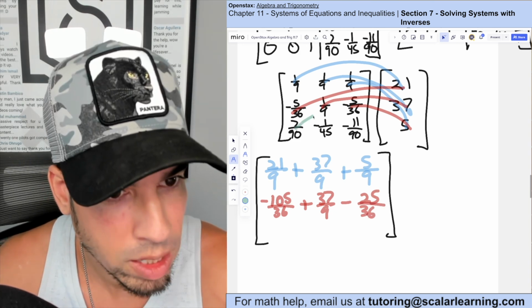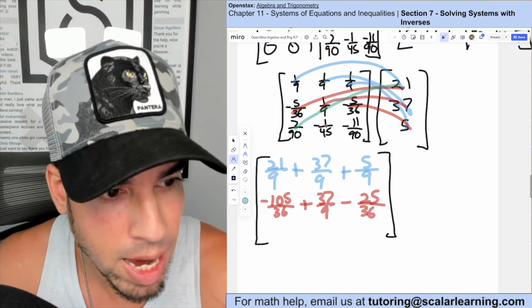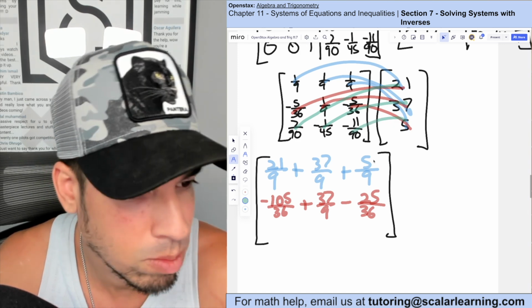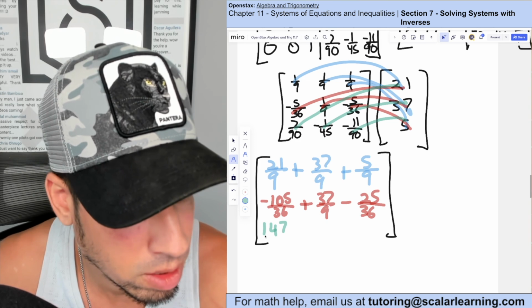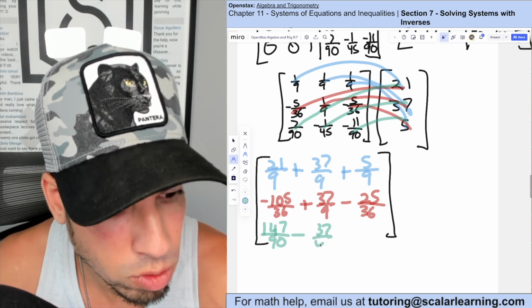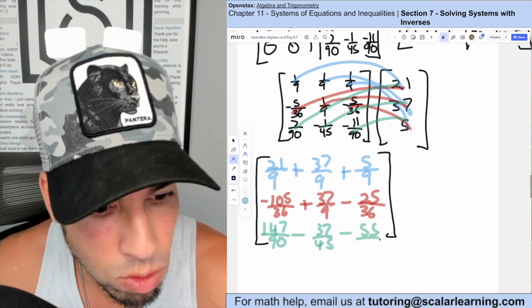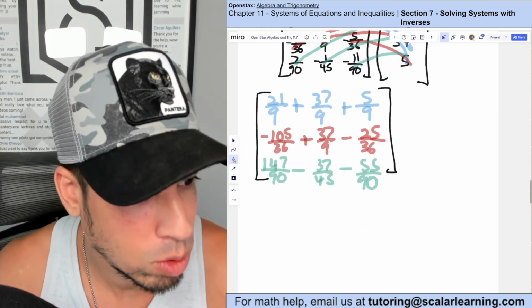And then last row, we got 7 over 90 times 21. That's going to be added to negative 1 over 45 times 37 plus negative 11 over 90 times 5. So that's going to be 147 over 90 minus 37 over 45 and then minus 55 over 90. Now we just got some good old-fashioned arithmetic to do, and then once we do that, we'll get our final answer.